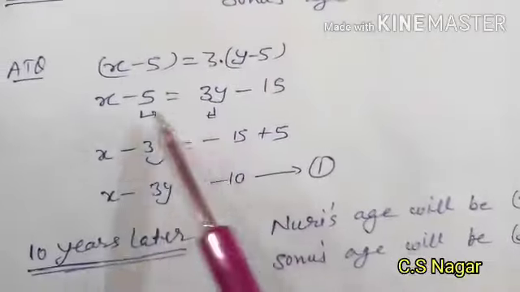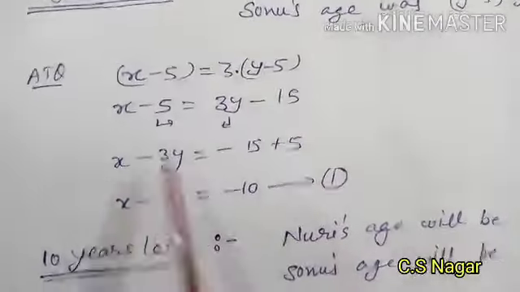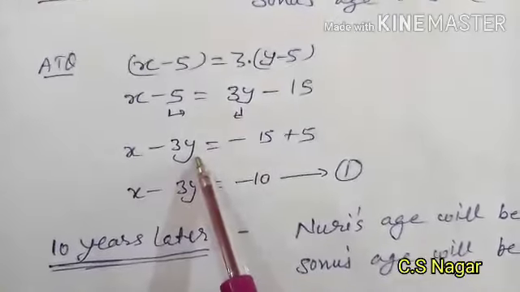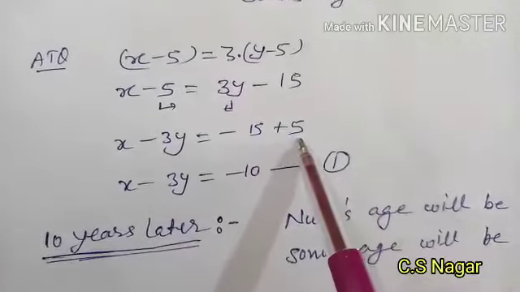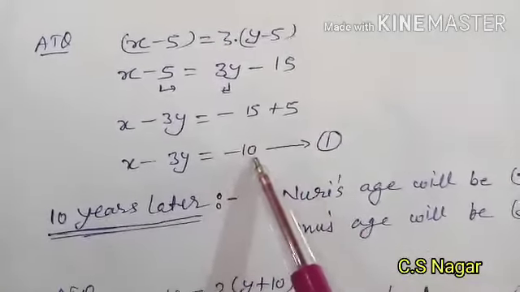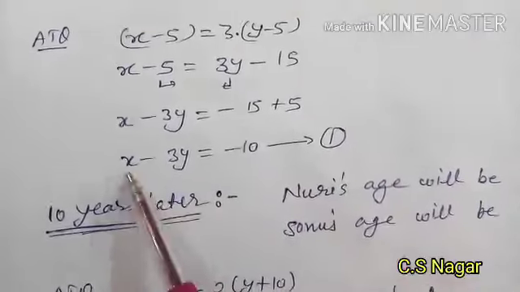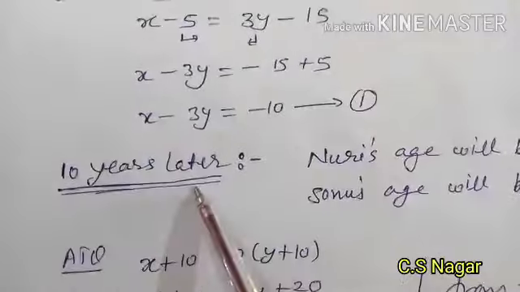All the variables transferring to the left side. So 3y transferring to the left side and this constant transferring to the right side. So x minus 3y, minus 15 as it is, and minus 5 transferred to the right side, it will be positive. So minus 15 plus 5, that is minus 10, equation number 1. So x minus 3y is equal to minus 10. Now second condition, 10 years later.